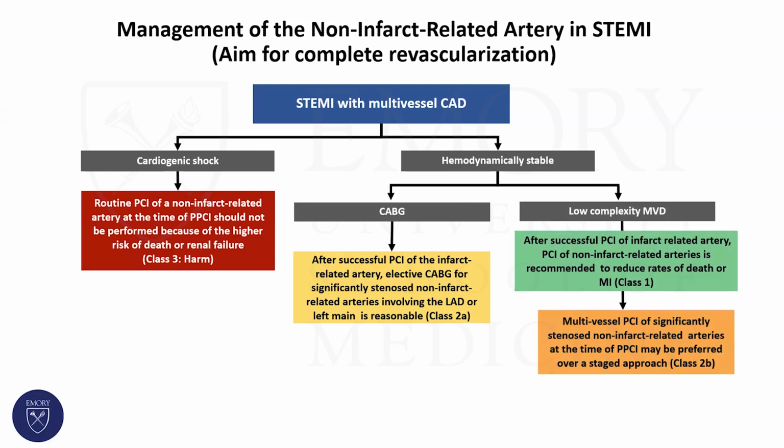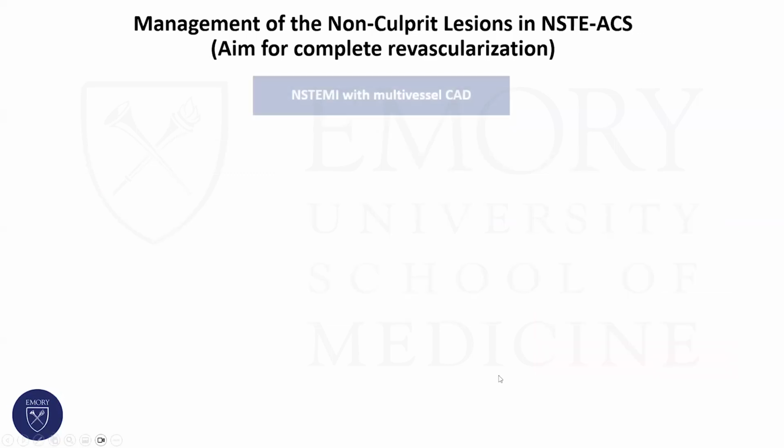However, if patients have multivessel PCI of significantly stenosed non-culprit arteries at the time of primary PCI, we may approach it and prefer that over a staged approach, but we gave that a class 2B indication, preferring that you should stage this procedure rather than do it at the same time.